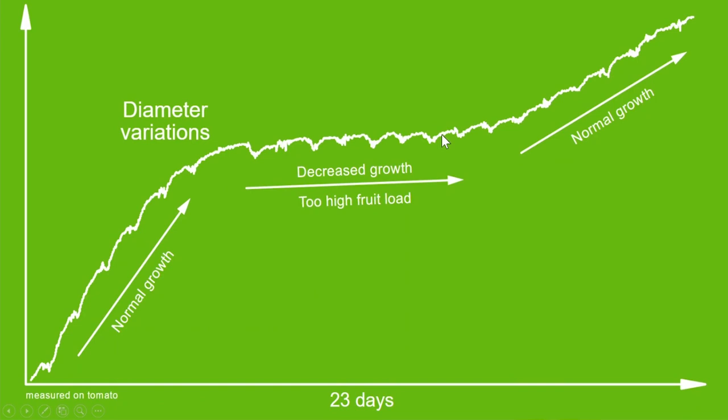Why is that? Because all the energy that the plant makes, all the assimilates, won't be able to go to the growth because the fruits are taking all the energy of the plant. It's just when you harvest the fruits that the plant is able to put its energy back into its growth, and we will clearly see this pattern on the plants. Here it's measured on tomato, but we also see the same pattern on bell pepper and eggplant, for instance.